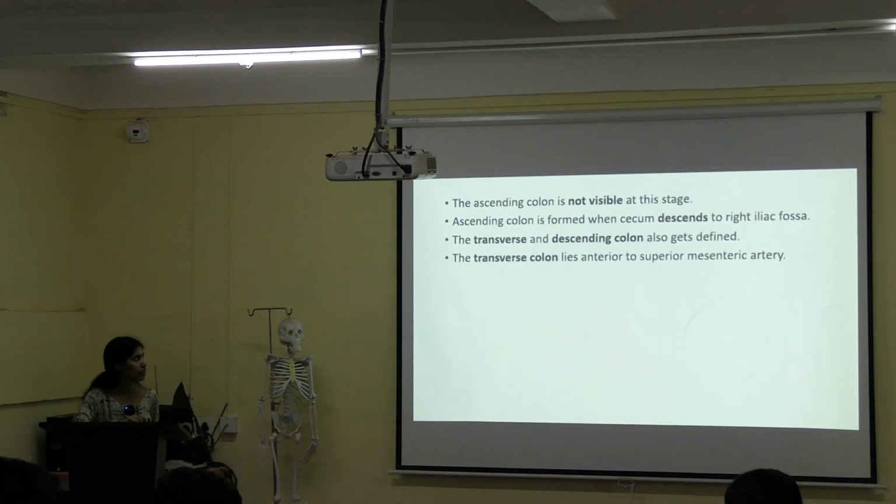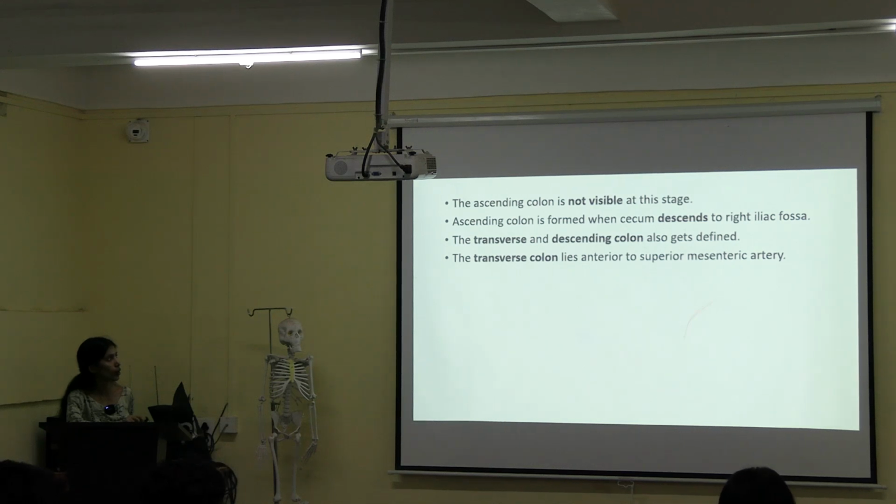No doubts? Okay. The ascending colon is not visible at this stage. Ascending colon is formed when the cecum descends to your right iliac fossa position. The transverse and descending colon also get defined. The transverse colon lies anterior to your superior mesenteric artery.